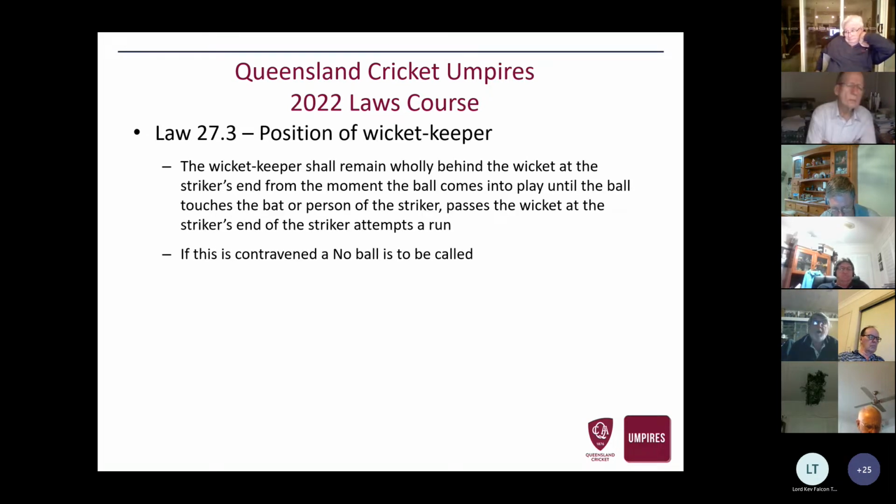27.3 talks to the position of the wicketkeeper. So they will remain wholly behind the stumps at the striker's end from the moment the ball comes into play until the ball touches the bat or person of the striker or passes the wicket at the striker's end, or the striker attempts a run. In the event that that's contravened, no ball shall be called. And that includes when a keeper is up to the stumps. The wicketkeeper should be no balled if they put their gloves in front of the stumps, irrespective of whether they actually come into contact with the ball.